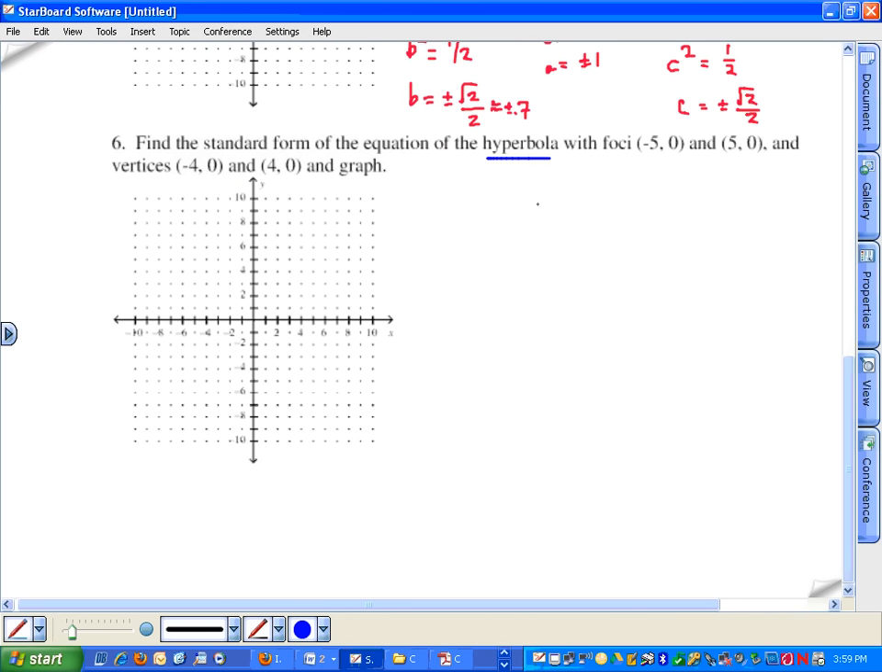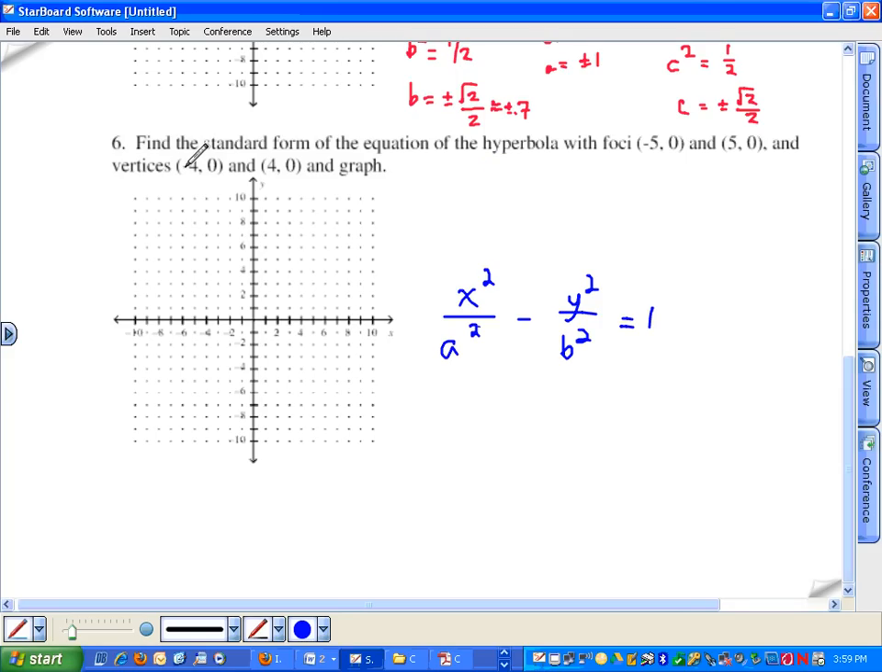Okay, this is a hyperbola. We need the standard form of the equation. The foci are on the x-axis, and the vertices are on the x-axis, which makes this a horizontal hyperbola. Since it's a horizontal hyperbola, the x squared is going to be written first, so it's x squared over a squared minus y squared over b squared is equal to 1.